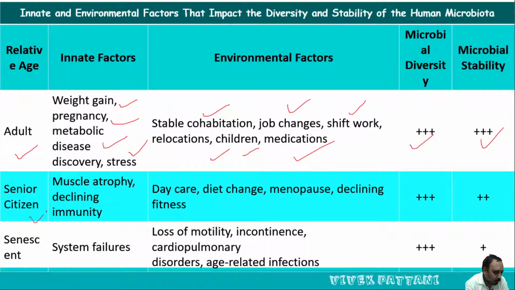Now moving towards the senior stage. In the senior citizen stage, there will be problems in the muscles, atrophy will occur, and there will be a decline in immunity, which may lead to a caring side, and also lead to diet change, menopause, and a decline in fitness. And still you can see the diversity is the same, but the stability has decreased, the microbial stability has decreased, which is seen in almost all human individuals.